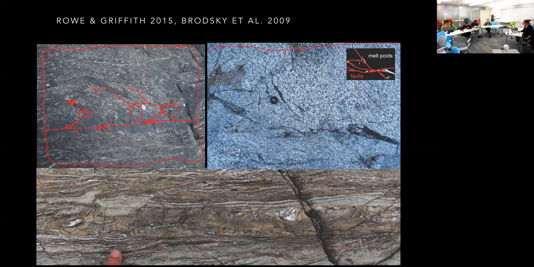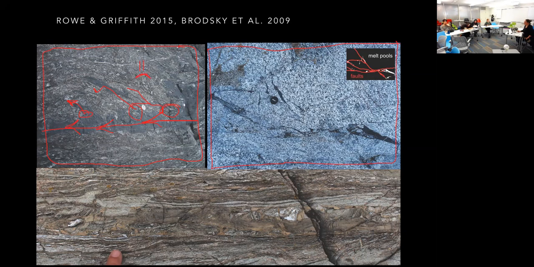This one here is from the Santa Rosa Mylonite zone in Southern California. And this is a beautiful tonalite. It's kind of your ideal environment for finding pseudotachylytes because the rock is white and the melt is black. This is the worst way to find pseudotachylytes.